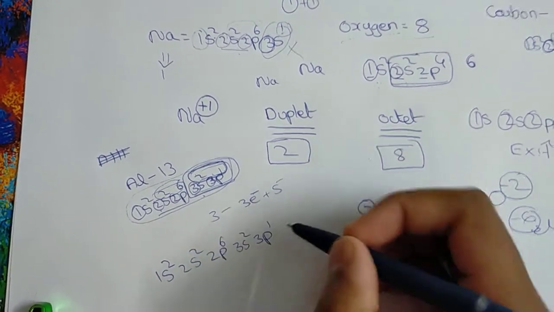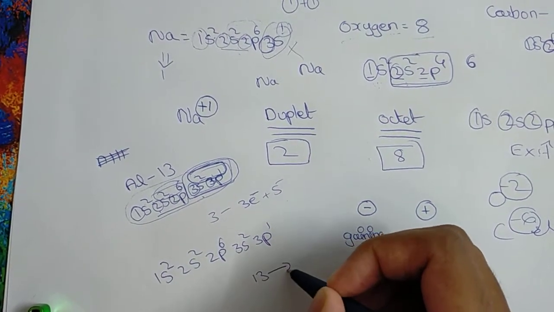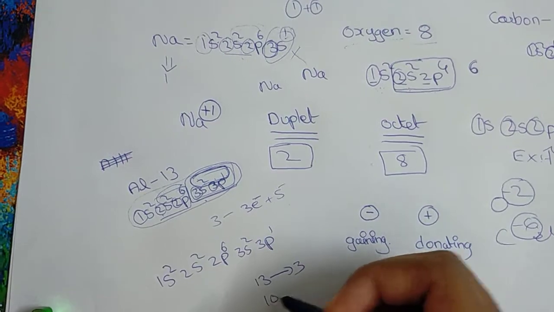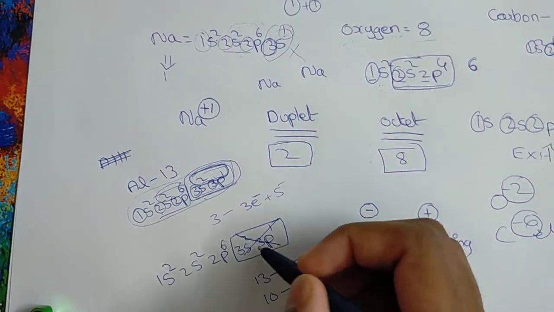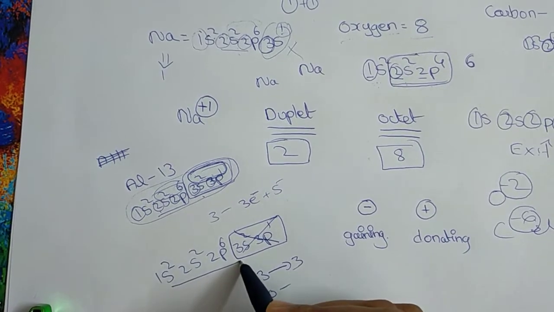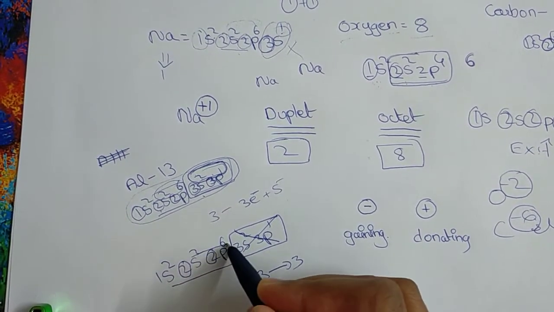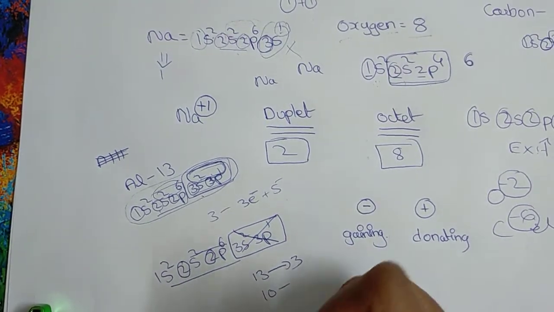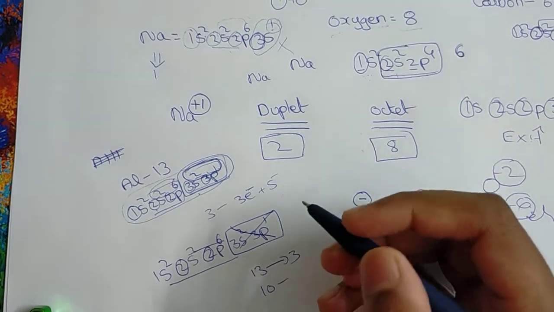So I am completely donating. There are 13 electrons. I am donating these 3 electrons. So there are 10 electrons present. So I will cancel this. After donating, this is the electronic configuration of aluminum. So let's observe the last shell. In this last shell, there are 8 electrons present. So according to octet configuration, it becomes stable.